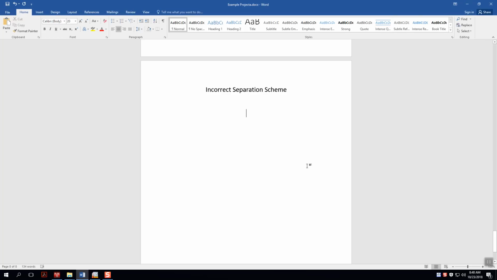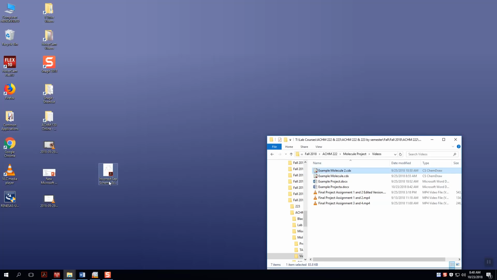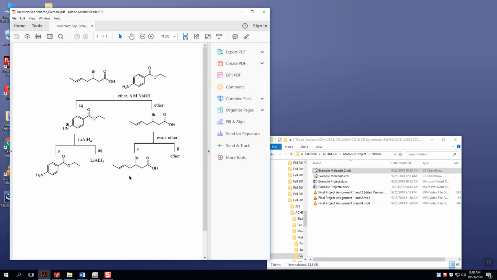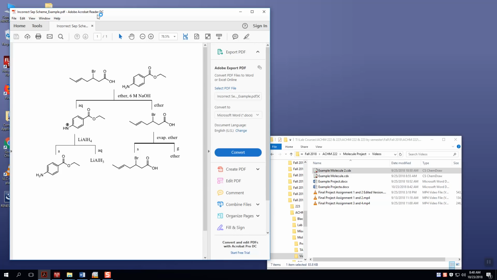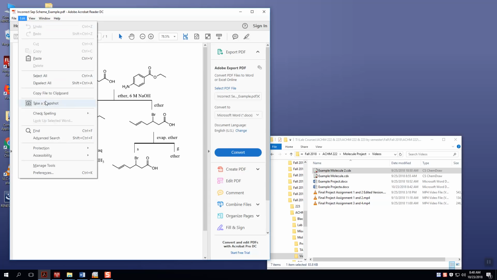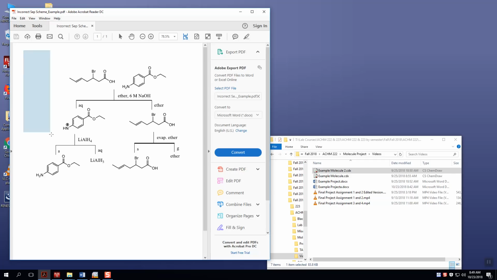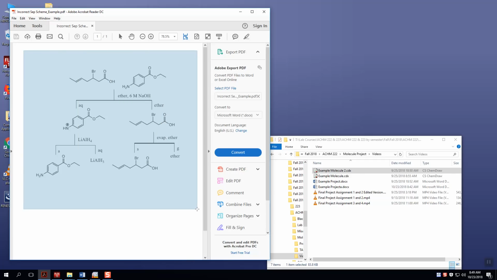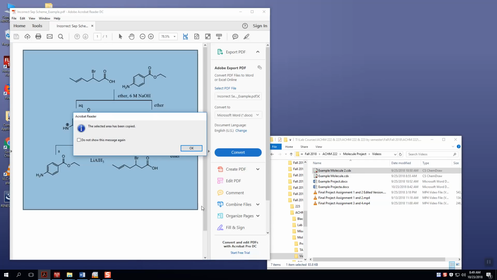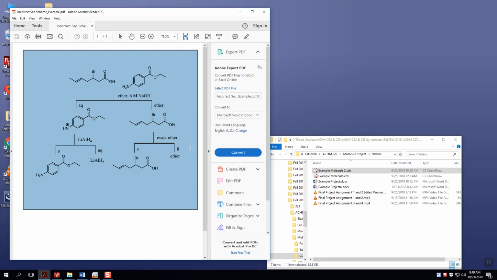So the first thing I need to do is get my incorrect separation scheme into here. What I did was download my incorrect separation scheme as a PDF, and then I opened it with Adobe Acrobat Reader, which is a commonly available tool that you can download for free. Then I go to Edit, Take Snapshot, and highlight my entire separation scheme in the PDF, and it essentially takes a picture of it. So I just took a picture of this.